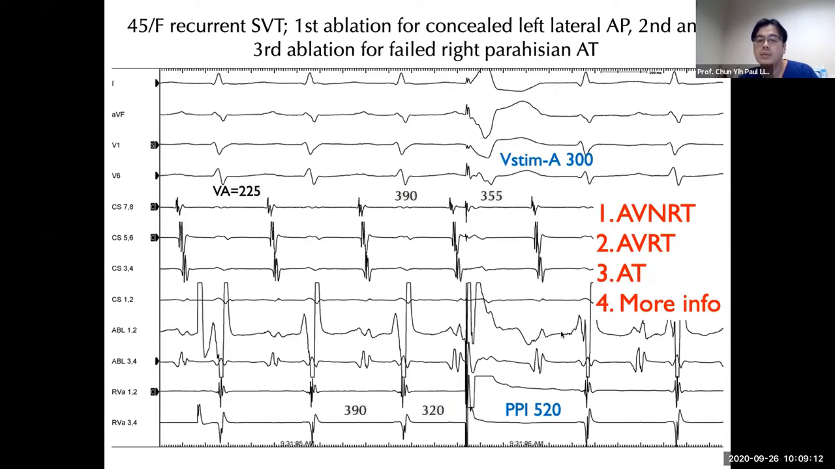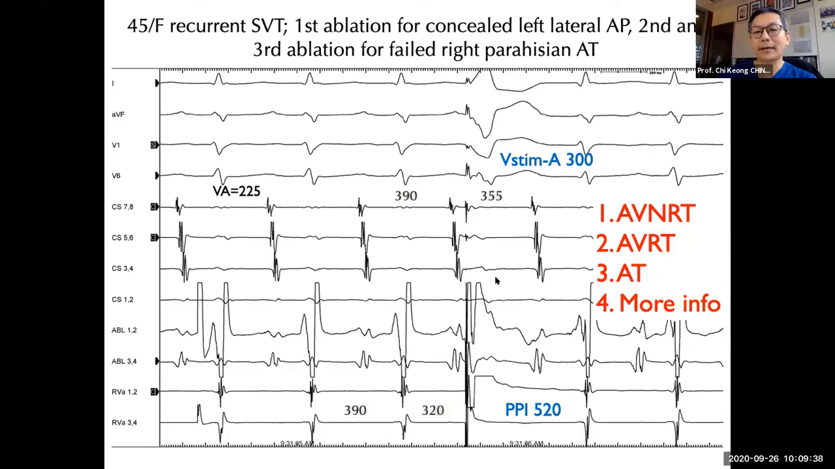The other way is, if we have a HIS, we can do a corrected PPI minus tachycardia cycle length, where we look for the prolongation of the AH interval and subtract this from the PPI minus tachycardia cycle length. So to reconcile this, use the VA time minus the stim A time and account for AH prolongation. A very good comment. That's correct.